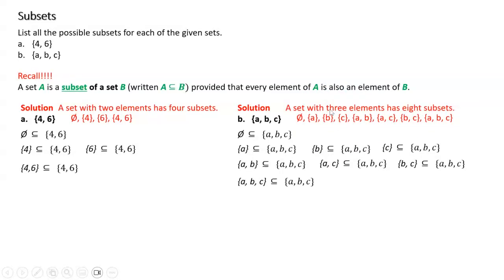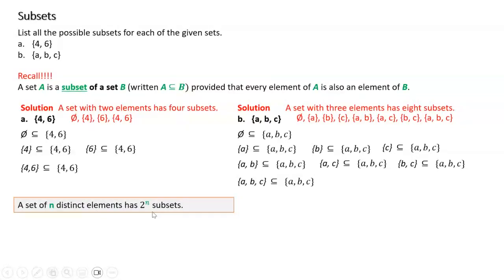If you notice, a set with 3 elements has 8 subsets. There has to be a pattern here. And here's your pattern. Say a set contains n distinct elements. For example, here, right, there were 2 elements. So it's going to be 2 to the 2nd power, that's why there's 4. On example B, right, we have n equal to 3 because there's 3 elements. So how many subsets will there be? It will be 2 to the n power, so it's going to be 2 to the 3rd power, which is equal to 8. That's why we have 8.